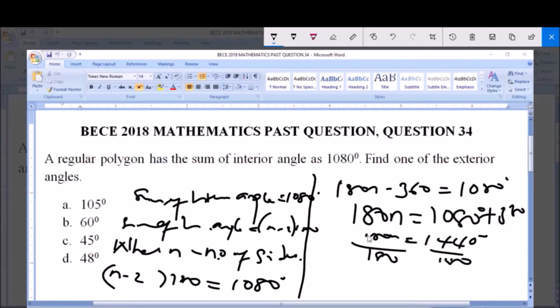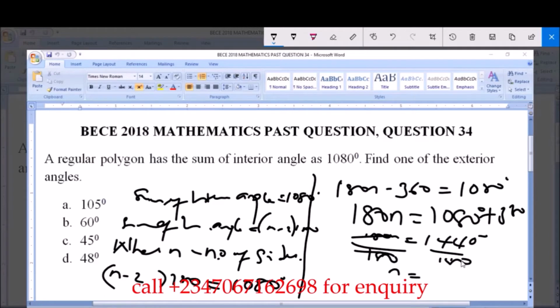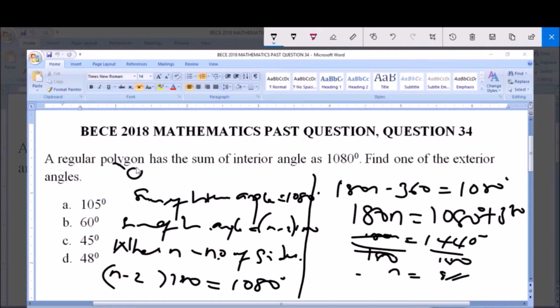Since 180 is the coefficient of n, we divide both sides by 180. We have n is equal to 1440 divided by 180, which is equal to 8. So our n is equal to 8. That means the number of sides of this polygon is 8, meaning that this polygon is an octagon. It has 8 sides.